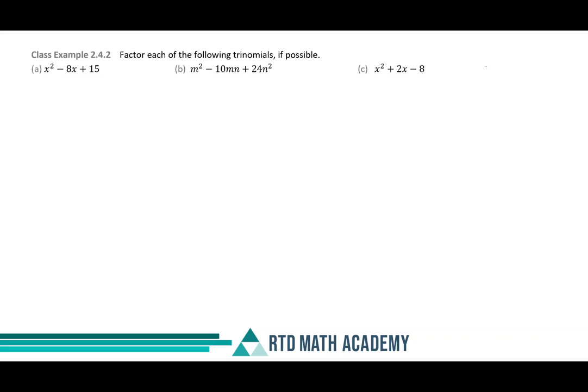We know we are always looking for the greatest common factor first. I have a 1, a negative 8, and a 15. No good. I've got an x squared, an x, and then a constant. Okay, the next thing I'm looking for: there's not 4 terms, so I'm not factoring by grouping.